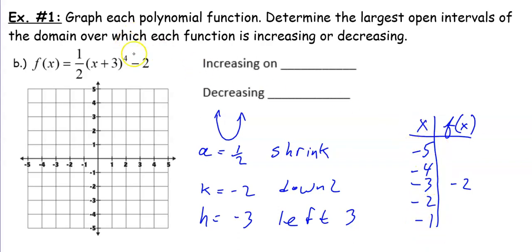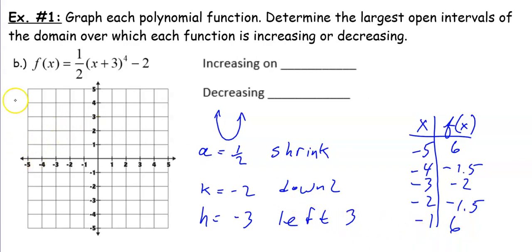So when we plug in -5, I am going to get out a 6. Plug in -4, I'm going to get out -1.5. I already know what happens when I plug in a -3. Plug in a -2, I get out a -1.5 because it's symmetrical about the line x = -3. Plug in a -1, and I get out a 6.